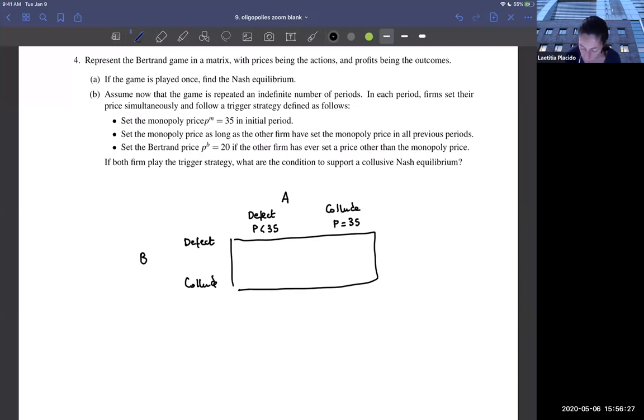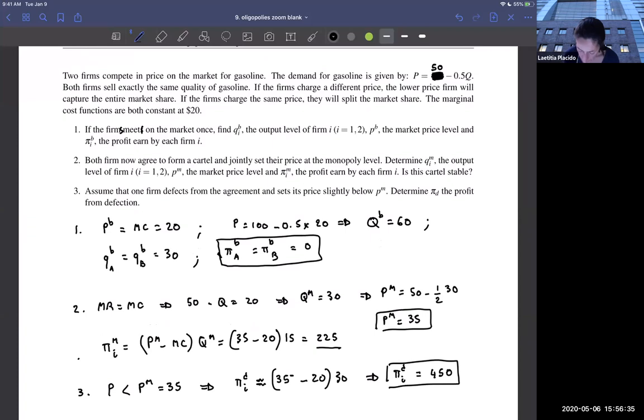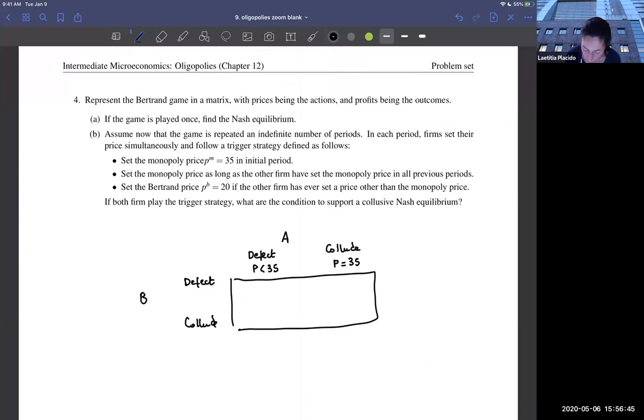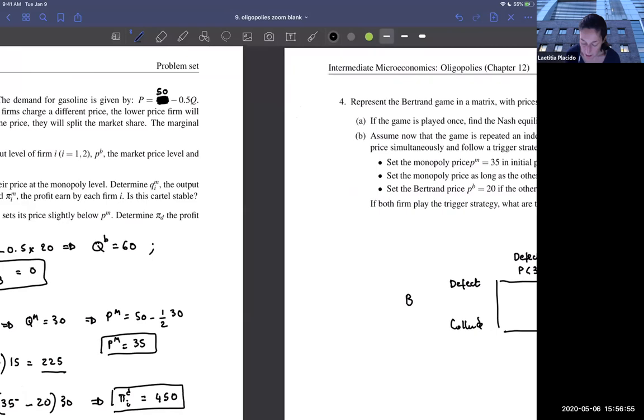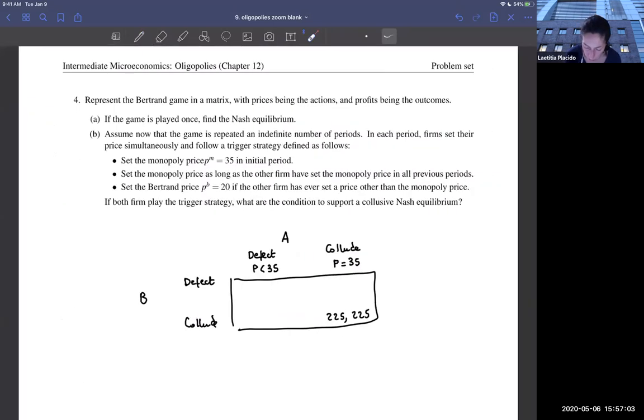So if both firms collude, what profit do they get? Well, we have calculated here the profit under collusion. They behave like the monopolist and split the profit, and they get 225. So if both firms collude, they both get 225. If both firms defect, which means they are playing the Bertrand game, then they both get a profit equal to zero. So that's the Bertrand outcome.